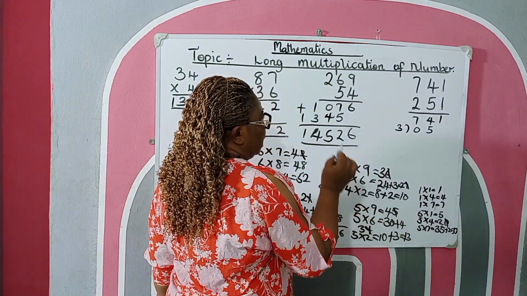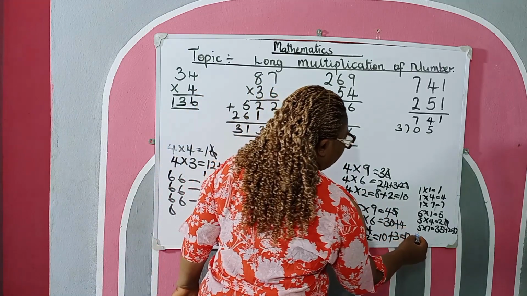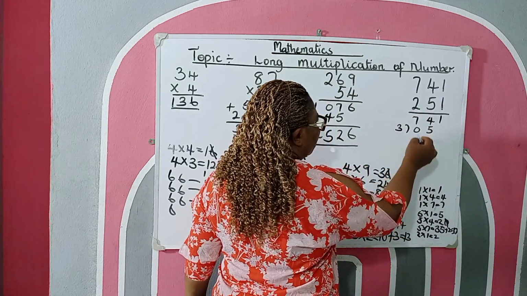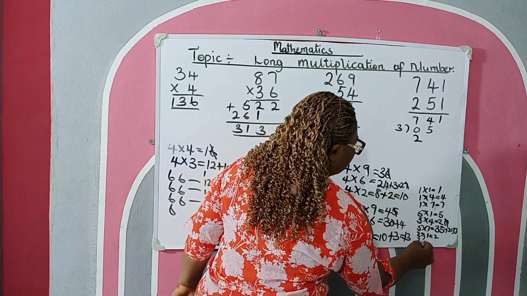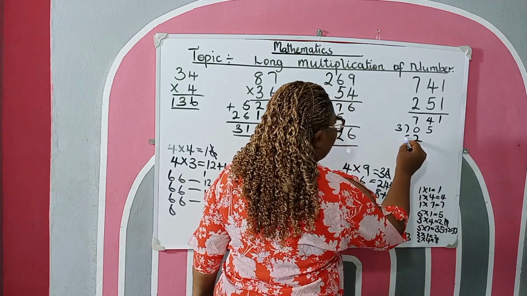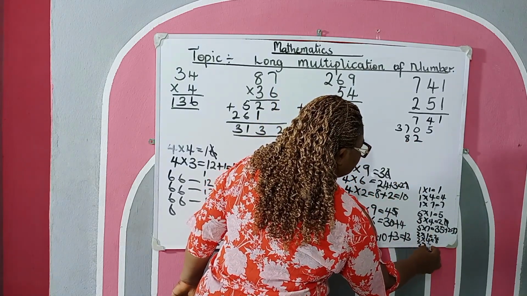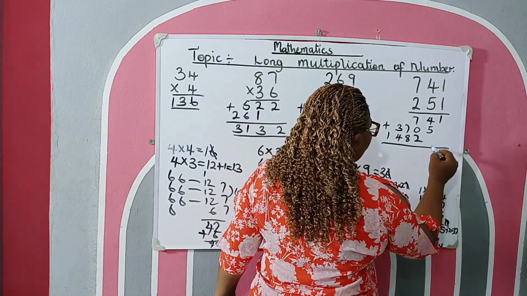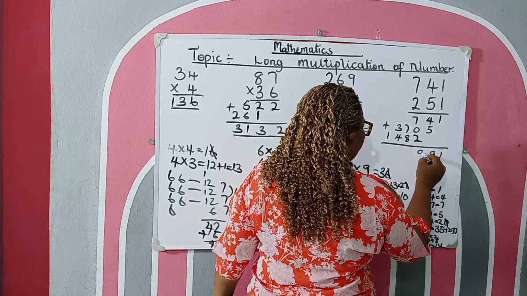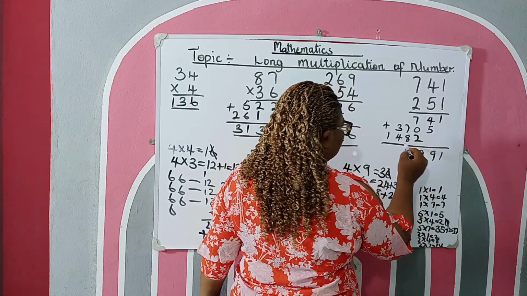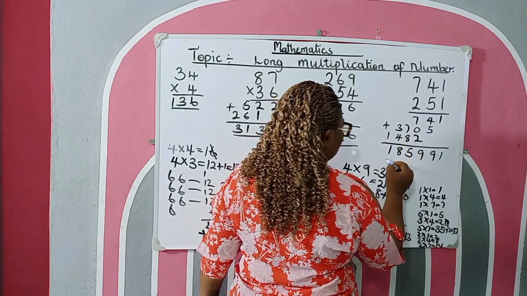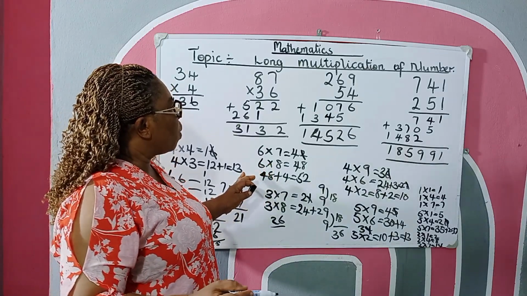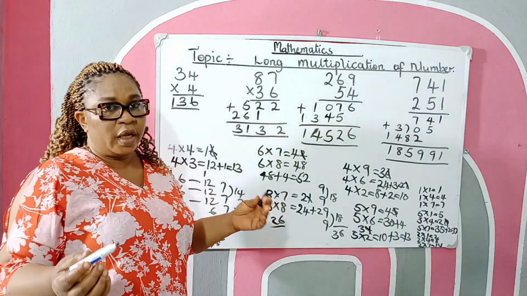Okay. Remain the 100. We have 2 times 1 will give us 2. Under 2, we write 2. 2 times 4 will give us 8. We write 8. 2 times 7 will give us 14. And we write 14. And we add. This one is 9. 15. Carry 1, put here 8. 1. See how the answer goes. Very simple.